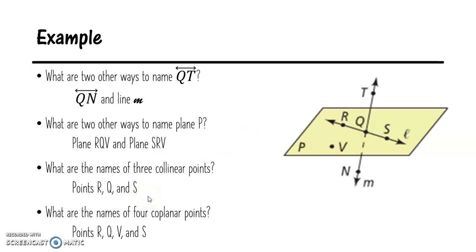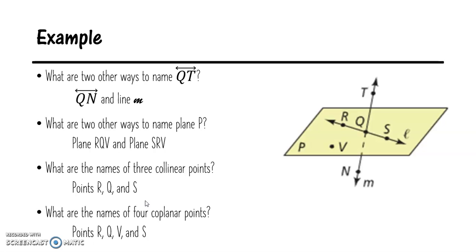Now, the next question, they wanted 3 collinear points. I picked R, Q, and S to be collinear. You could also use points T, Q, and N as well because they are also collinear. So I just did these. You could have had the other ones, and that would be acceptable.